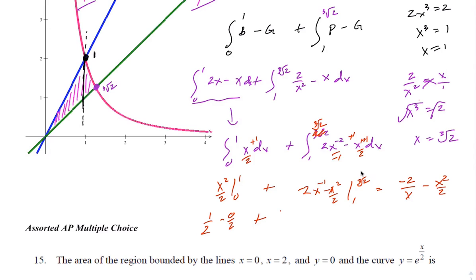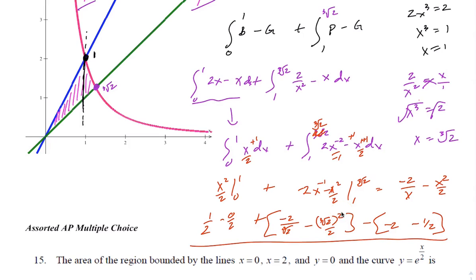So it's going to be negative 2 over cube root of 2 minus cube root of 2 squared over 2 minus, now we will plug 1 into everything, so negative 2 minus 1/2. So we get that. And again, in this case, now you can leave it, and we are done with that problem.